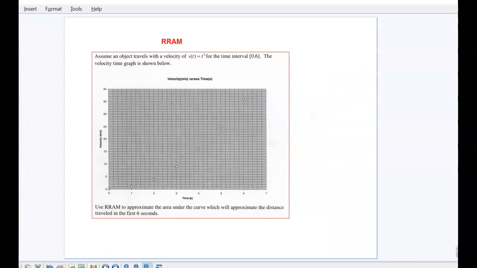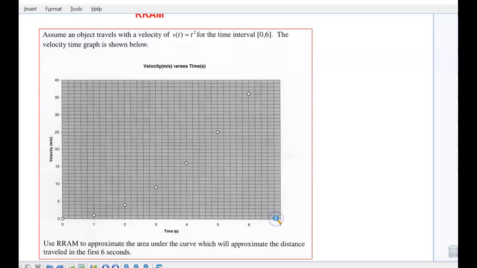Now, a right RAM just means I do the very similar thing, except now I'm going to draw my rectangles, but use the right edge of my rectangles to generate my height. Why am I using the right edge? Because it's asking for an RRAM, which means right rectangle approximation method. So from 0 to 1, 2, 3, 4, 5, 6, these are my rectangles. Now I'm using the right edge to get the height. So there's going to be the first height. There's going to be the second height.